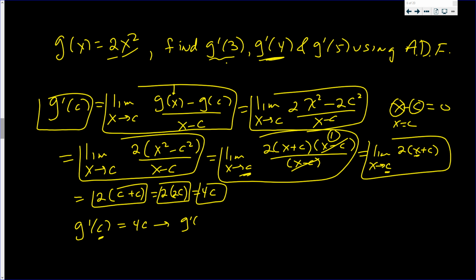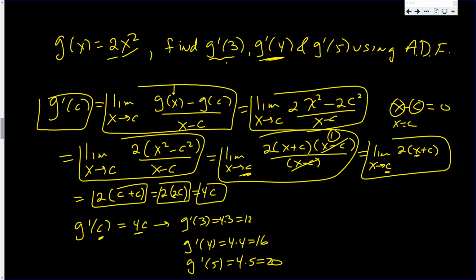What do you do to what's in here? You multiply it by 4. So g prime of 3 will be 4 times 3, or 12. G prime of 4 will be 4 times what's in the brackets, or 16. And g prime of 5 will be 4 times what's in the brackets, or 20.